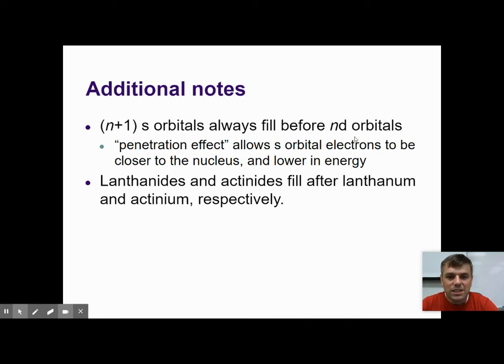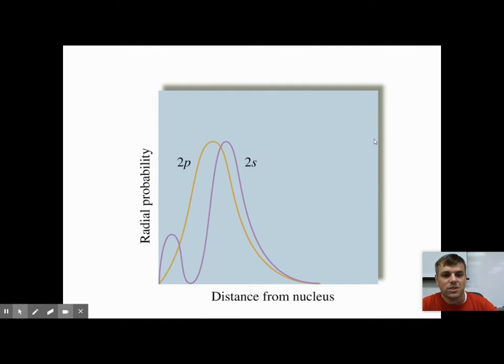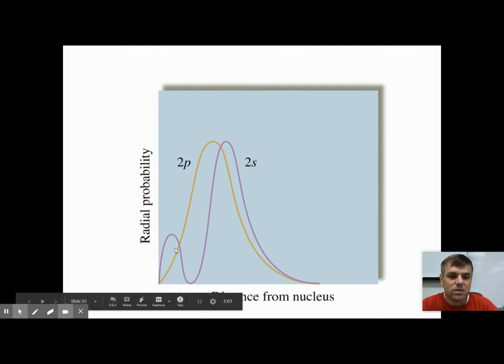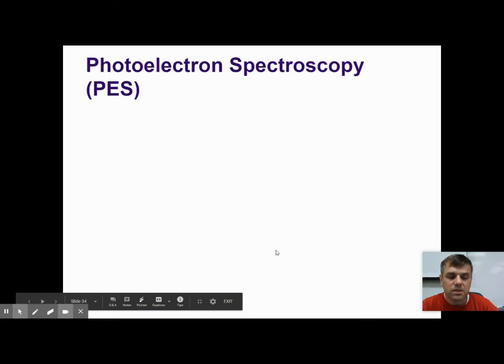And then also the lanthanides and actinides, they go after lanthanum and actinium, which you already know. This kind of shows how an s orbital can actually get closer to the nucleus with that first little layer, and then that's the node, and then this is the second layer.